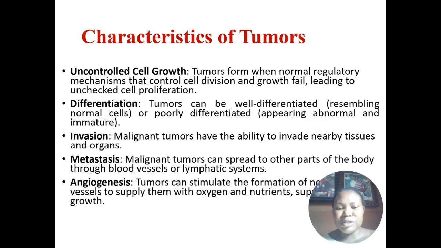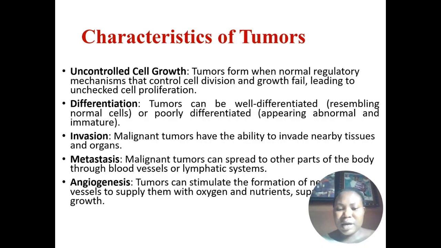We have also differentiation, and these are tumors that can be well differentiated, that is, resembling normal cells, or poorly differentiated, when they appear abnormal and immature. So under differentiation, we have the well differentiated and the poorly differentiated. Well differentiated, resembling normal cells; poorly differentiated, appearing abnormal and immature.